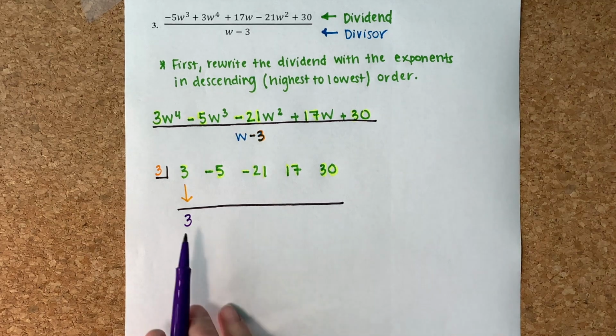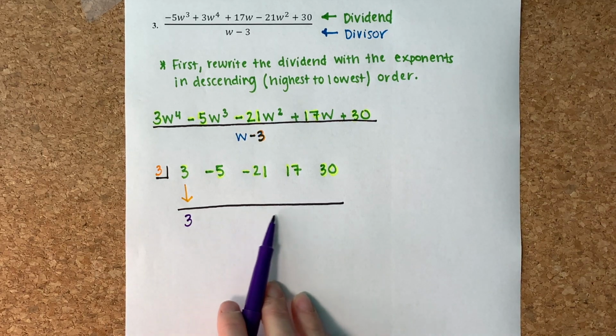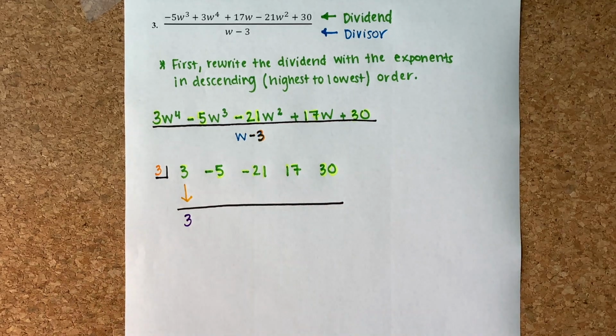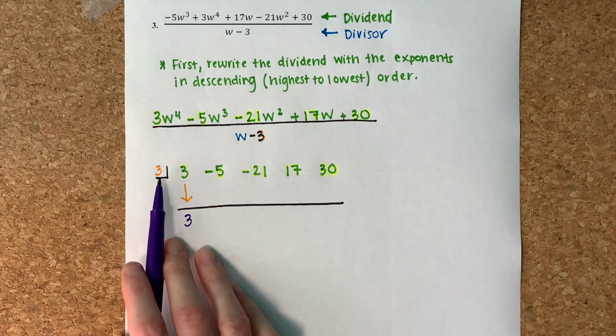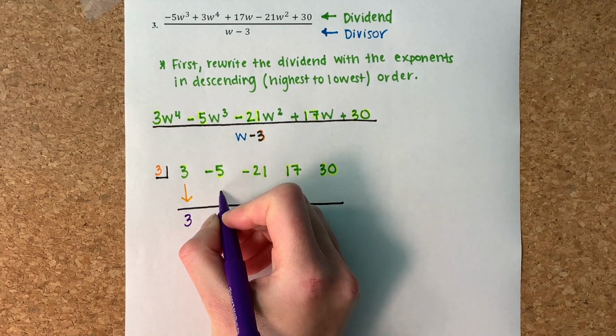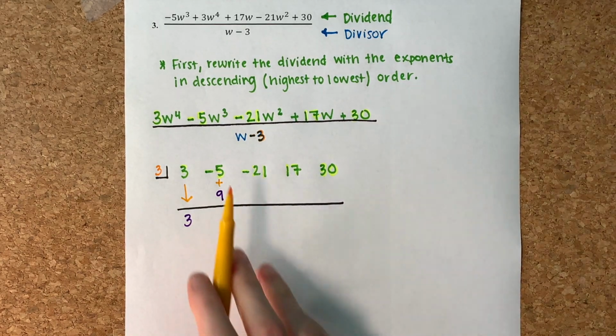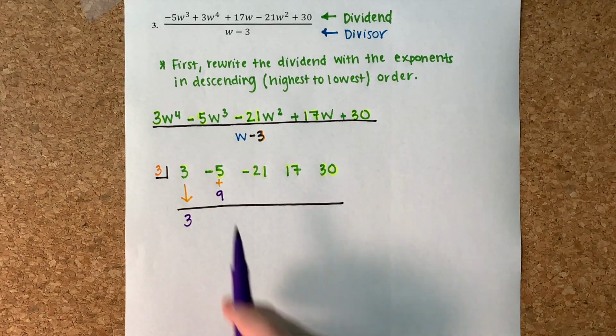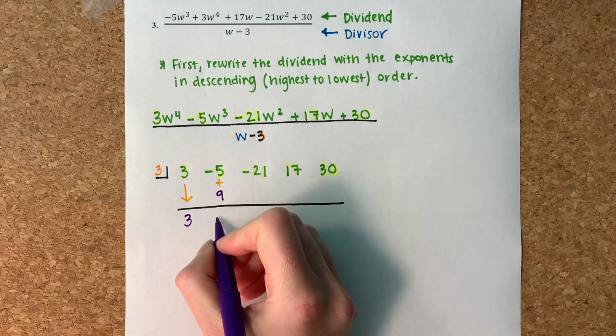First we multiply, and we always multiply the numbers below this line by this orange number. So we'll start by multiplying 3 times 3 to get 9, and we put our answer here. Then remember, we always add the numbers in the columns. If we take -5 plus 9, we get 4.